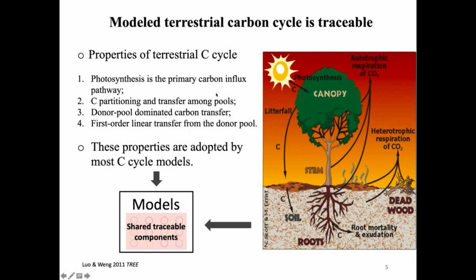These properties are: first, photosynthesis is the primary carbon influx pathway. Second, the fixed carbon by plants is then transferred among different carbon pools. Third, the rates of carbon transfers are dominated by the donor pools. Fourth, the carbon dynamics of different pools can be mostly described by first-order linear equations. These 4 properties have been adopted by most carbon cycle models.